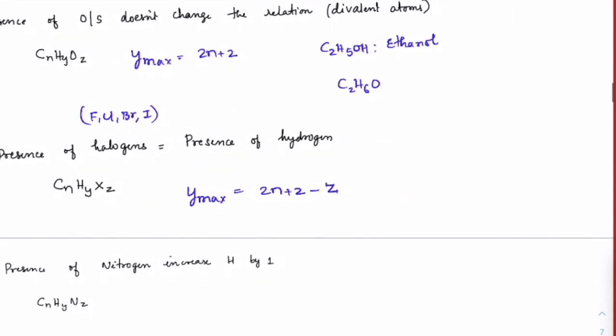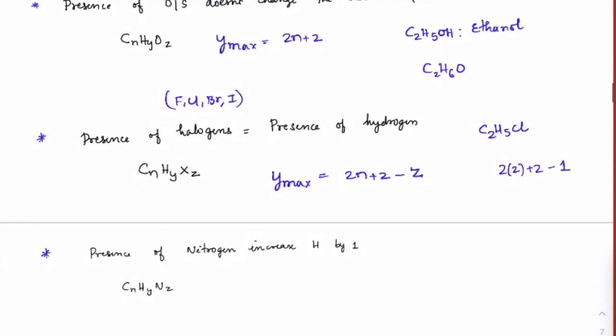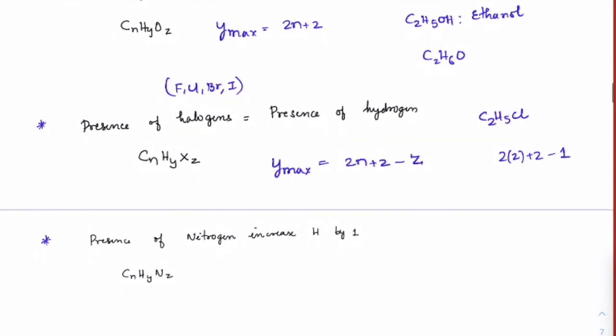For instance, if we have C2H5Cl, ethyl chloride, here you can see the maximum number of hydrogens we can have is 5, which means it is actually 2n plus 2 minus 1, there is 1 chlorine present here, which makes it 5. So the same formula. Next, in case the molecular formula has nitrogen in it, got it?